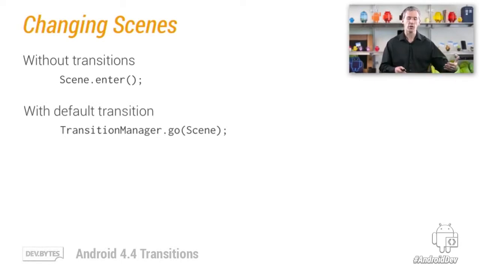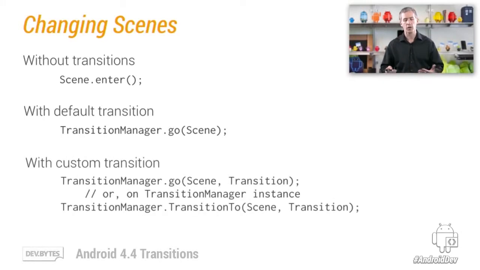Or you can tell the transition manager to go to a scene, and in the process of doing that, it will use a default transition along the way. It'll say, okay, I'm going to change into this scene, and in the meantime, I'm going to capture start values, capture end values, and run the default transition for the system.